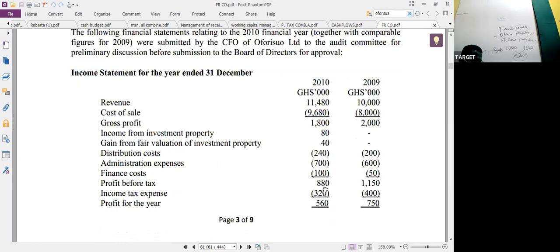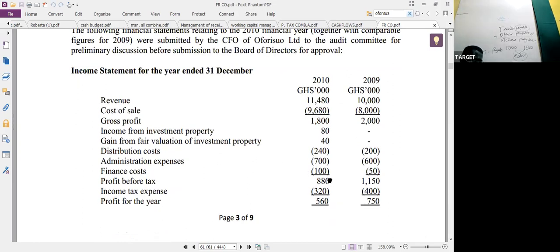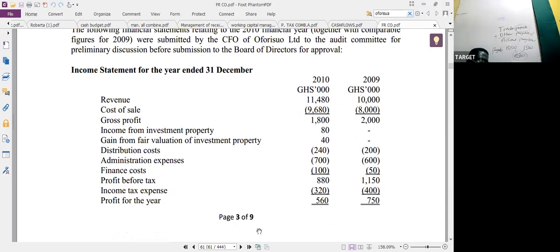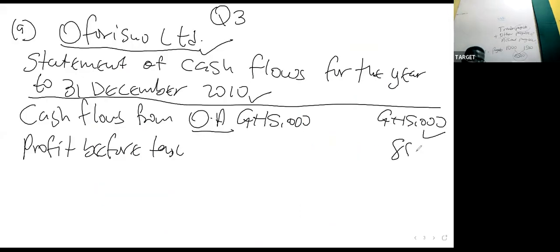Profit before tax 88, right? Where's 88? Okay, let's put it in. Can you put it here? 88. Immediately, don't rest. Tell the examiner: add back finance cost or interest expense.